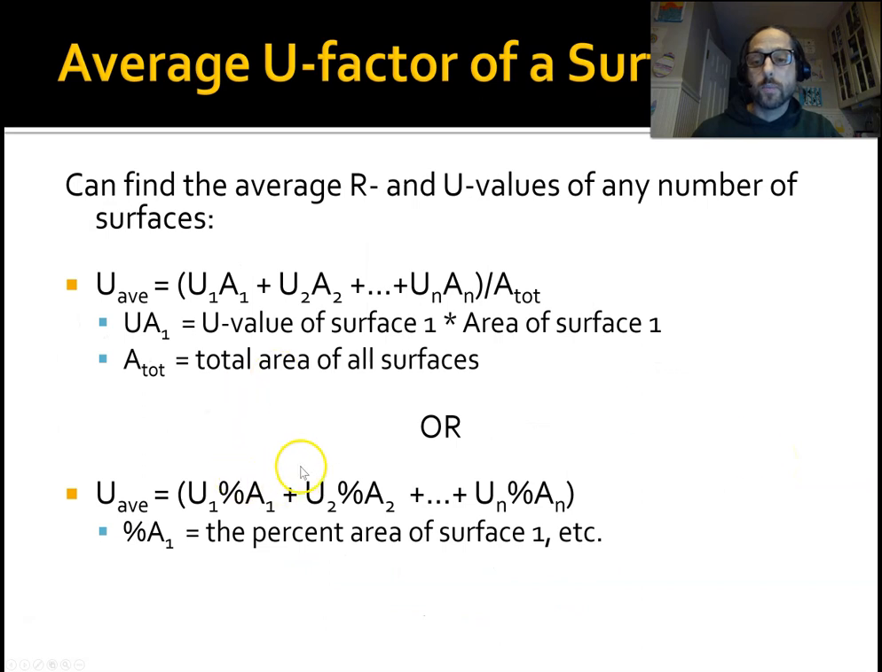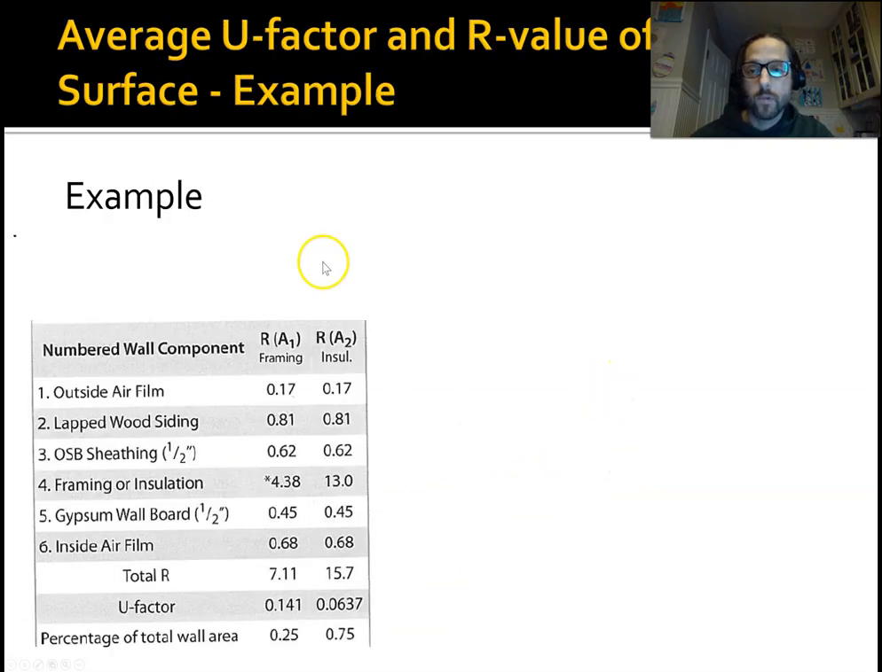And so you can do the percent times the U, right? So you can have U1 times the percent of area 1 plus U2 times percent area 2, and so on. So we're going to use this one. Okay, and then if we want to find the R from that, we invert the U. Okay, so let's do our example here. So again, we have these two surfaces, 25% for one of them, 75% for the other.